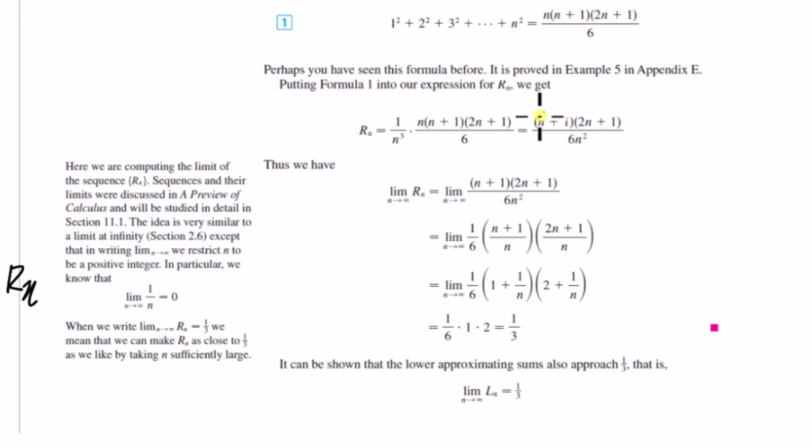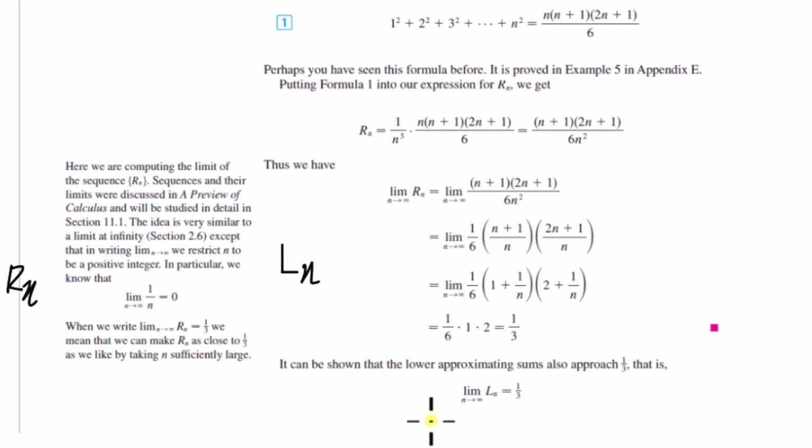So now we can take the limit as n goes to infinity of this expression, and just using the standard limit techniques, this comes out to 1/3. Now, but what's interesting is if you go through this same process with L sub n, the sum of the left endpoint rectangles, and so then you take the limit as n goes to infinity of L sub n, you also get 1/3, which is great.